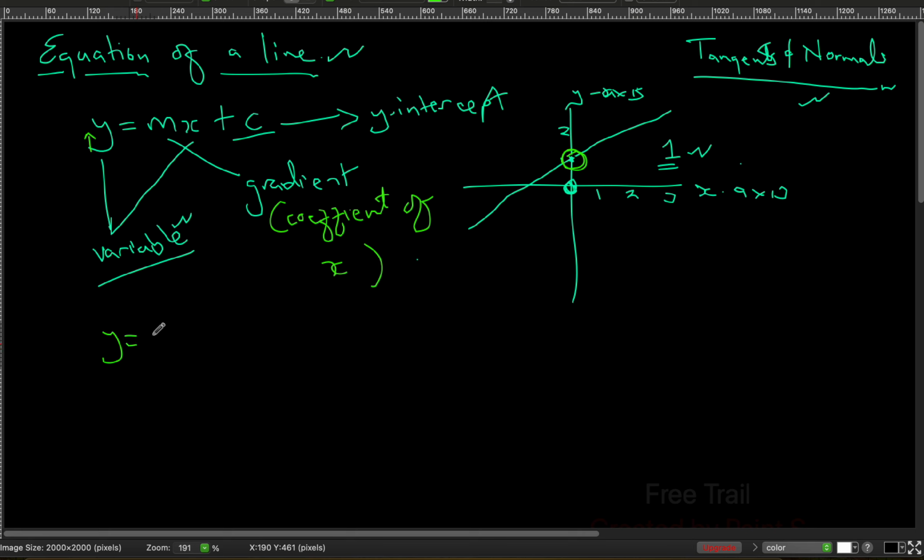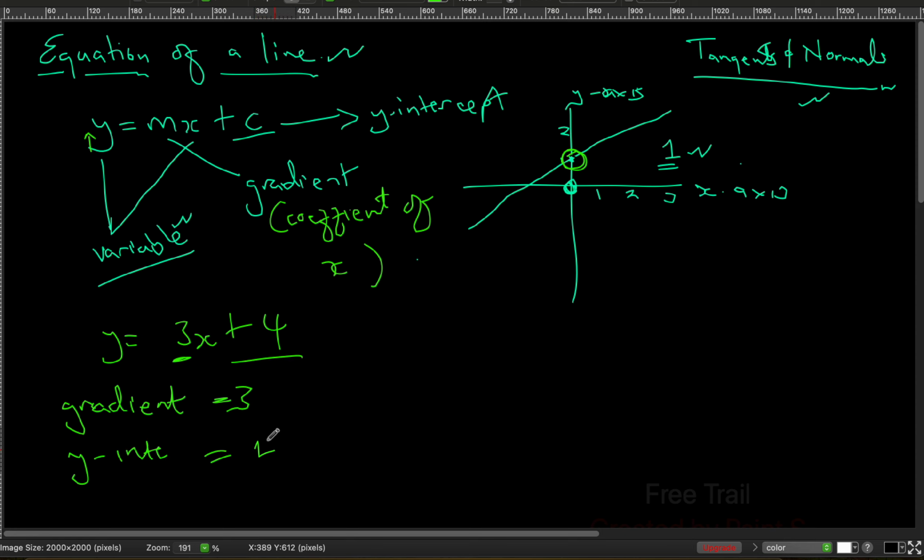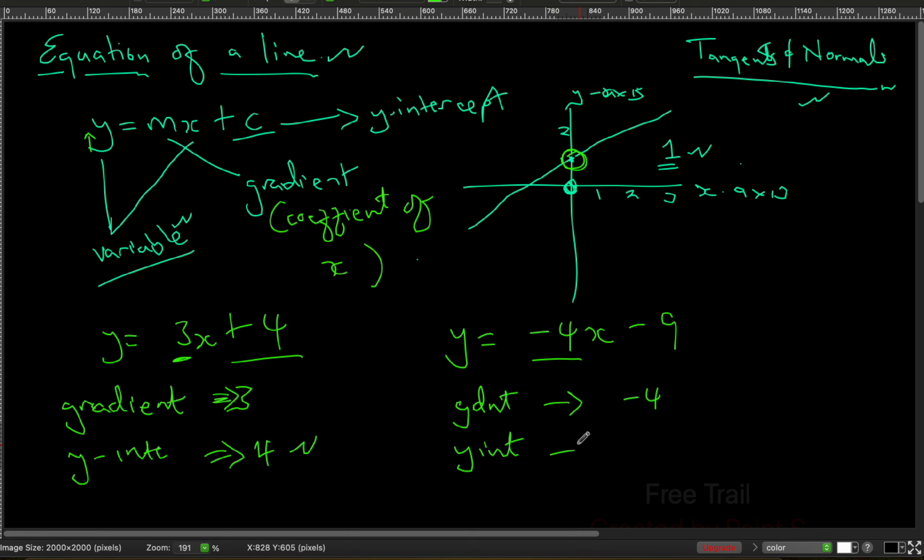Suppose I'm given y equals 3x plus 4. Here I can pinpoint that the gradient m is 3. Then the y-intercept is equal to plus 4. So I can just put a 4 like this, right? My y-intercept is plus 4. I can get another example like y equals negative 4x minus 9. Here I can say that my gradient is equal to negative 4 because that's the number that is standing in for x. Then my y-intercept is not just 9, but it's minus 9. That's what I can say, yeah?